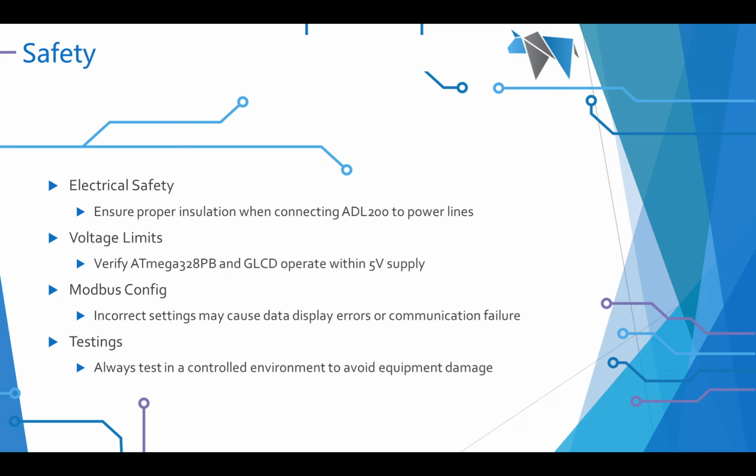Electrical safety: ensure proper insulation when connecting the ADL200 to power lines. Ensure that everything operates within the correct voltages, especially the microcontrollers and GLCDs that we'll be looking at. Ensure that you understand what's called Modbus. I'll come into that later, but if you get that wrong, then you'll get display errors and communication failures. And always test everything in a controlled environment to avoid equipment damage. Those two slides, the previous slide, caveat and safety, should be read in some detail before proceeding.